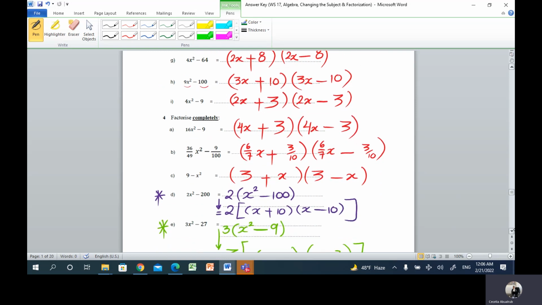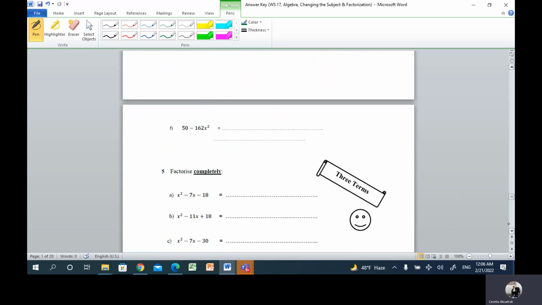Okay, let's go now to this part. 50 minus 162x squared. So 162 divided by 50, it doesn't work. 162 divided by 25, it does not work. 162 divided by 5, it doesn't work. 162 divided by 3, and 50 divided by 3, no. So 162 divided by 2, it will be 81. So we're going to factorize.